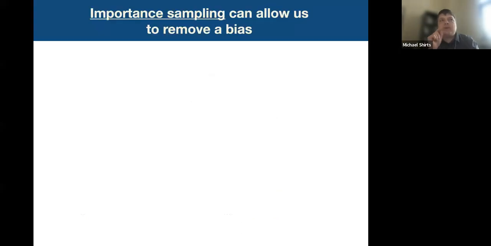The concept of importance sampling can allow us to remove a bias. Let's say I'm interested in calculating a certain ensemble average, the energy at temperature equals 5. And I know that just running a single simulation won't do it.